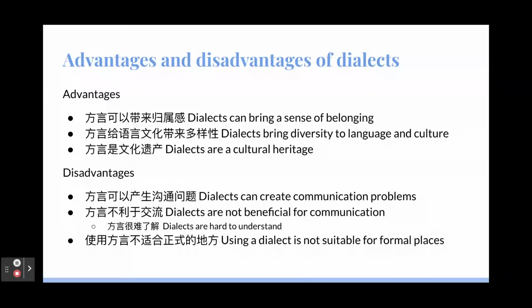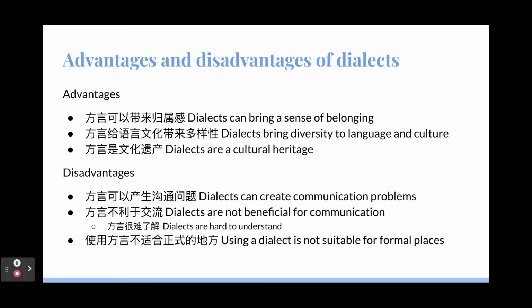Since dialects are used from the past and passed on to generations and generations, you could say in Chinese by saying 方言是文化遗产. 文化 means culture, 遗产 means heritage, which when you say 文化遗产, it means cultural heritage. Now I'll be talking about the disadvantage of using dialects.